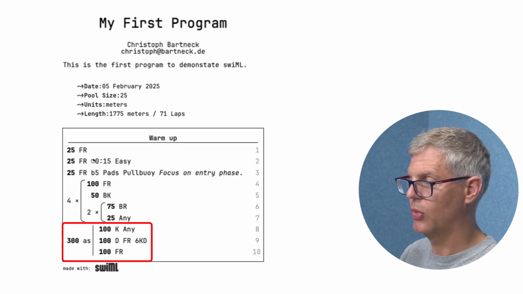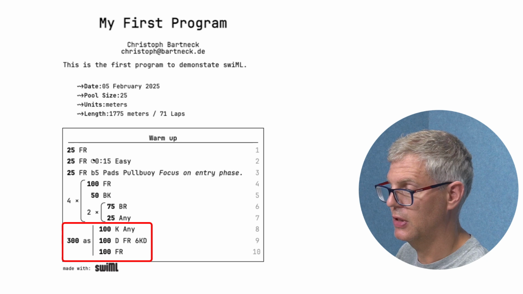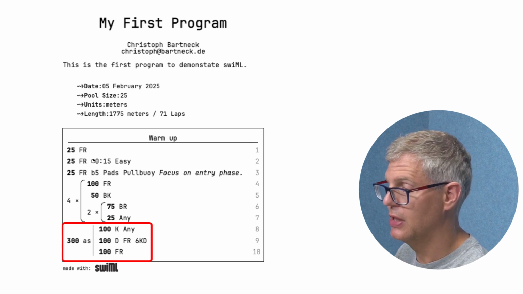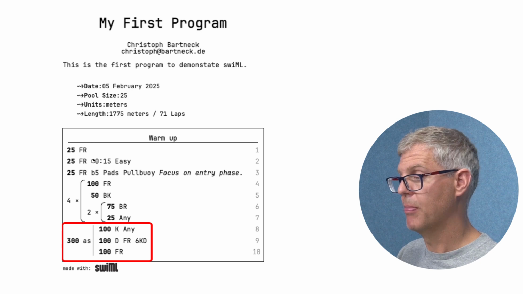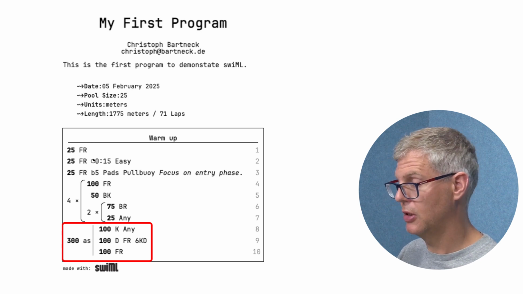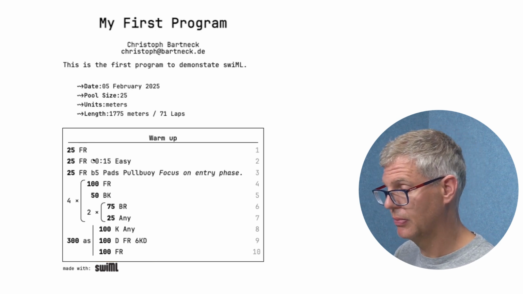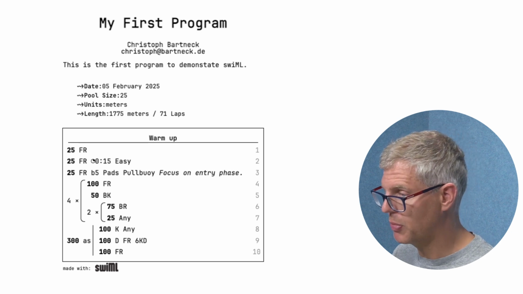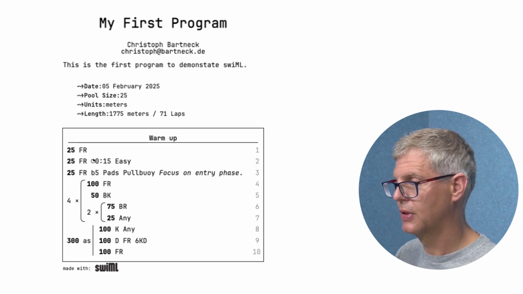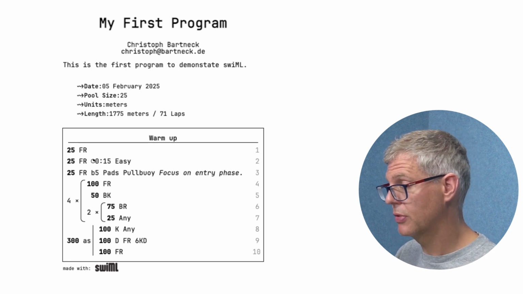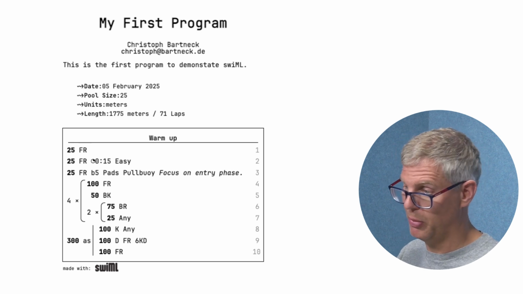So now we see that we have here 300 meters as kick, drill, swim, and you see this vertical line which indicates that the embedded or the nested elements need to be swum continuously. And of course it is possible to nest continue elements, for example, inside of a repetition.